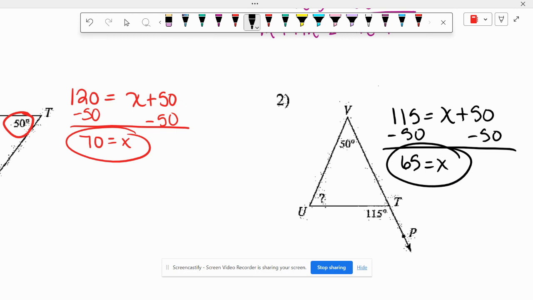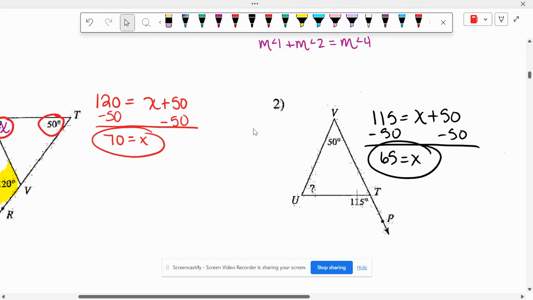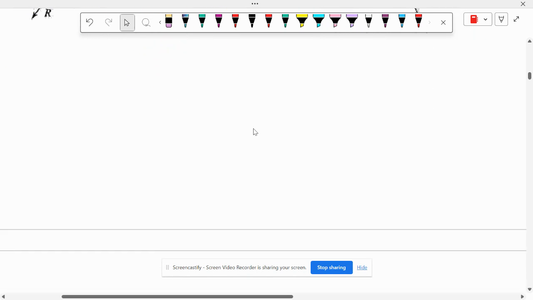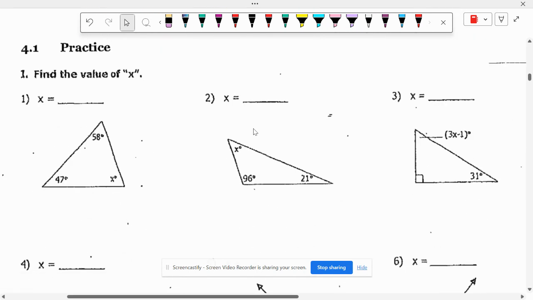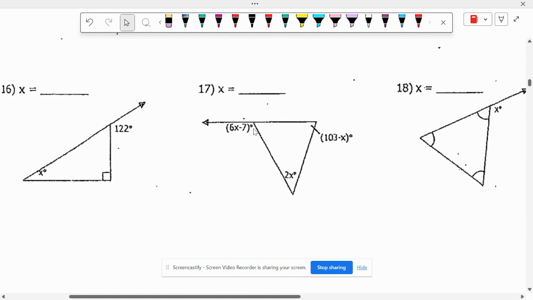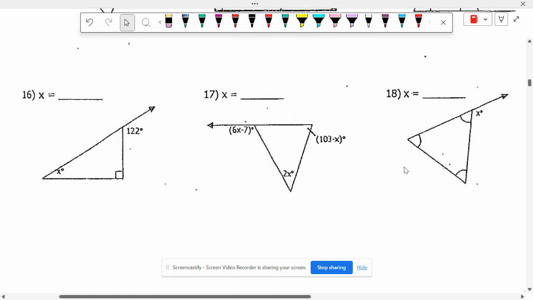Okay. So your homework for tonight is pages 6 and 7. All of page 6 and all of page 7. Your Delta Math is not due until the 8th of November, which I believe is next Wednesday.